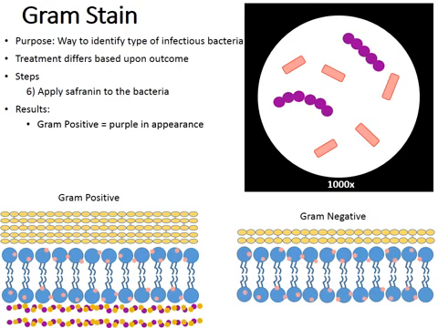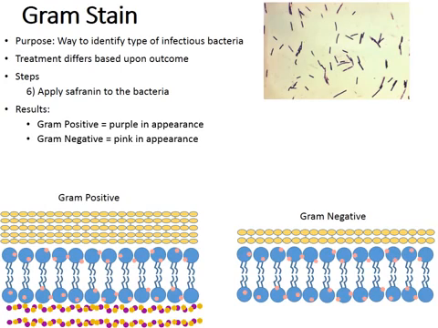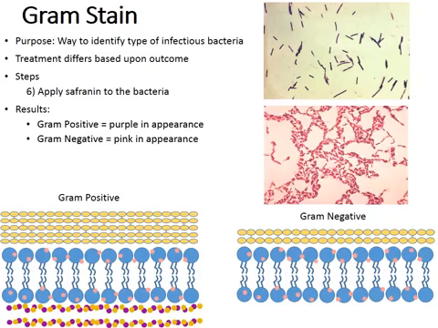And notice how the gram-negative bacteria, because they lost their crystal violet dye and they only have the pinkish safranin, would appear pink in color underneath the microscope. So here are some actual pictures of a gram-positive bacteria, notice the dark purple color, and some pictures of gram-negative bacteria, notice the reddish pinkish color.